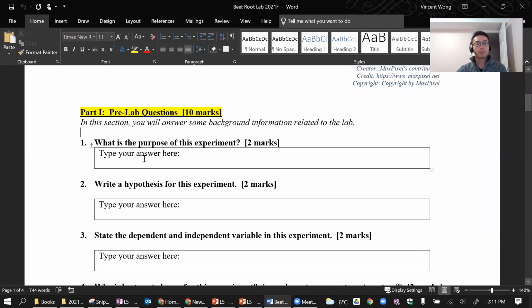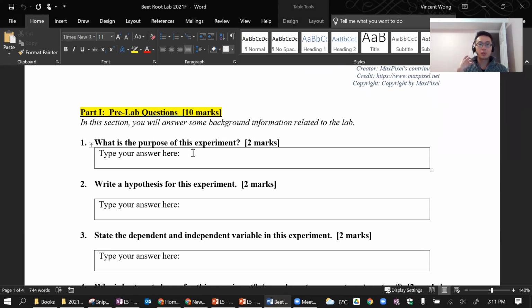Okay, so pay attention. What is the purpose of this experiment? I'm just looking for something very simple. The purpose of this experiment is to investigate the effects of temperature on the permeability of the membrane, of the beetroot membrane. That's all. No need to be too fancy.